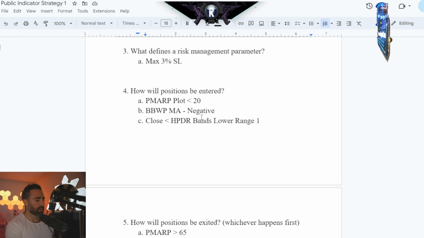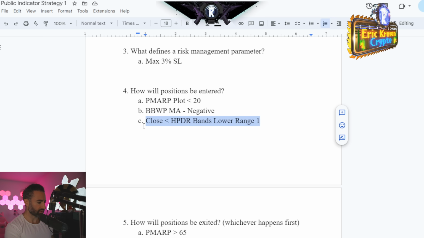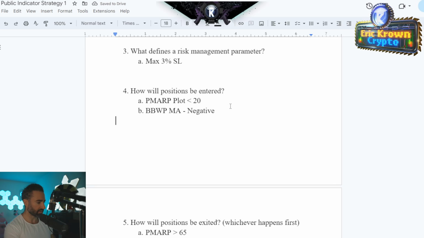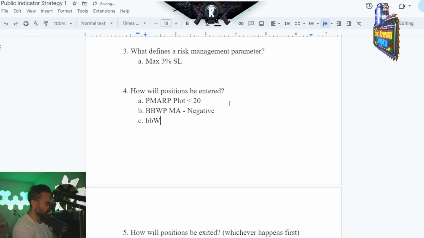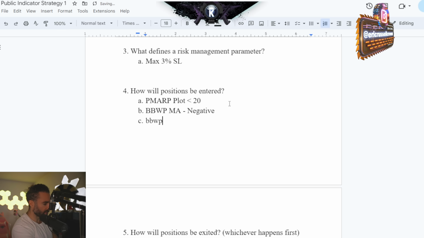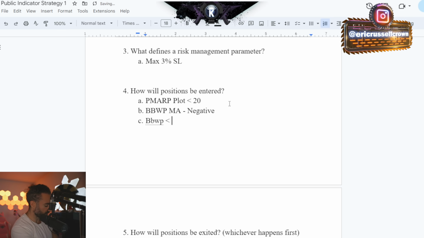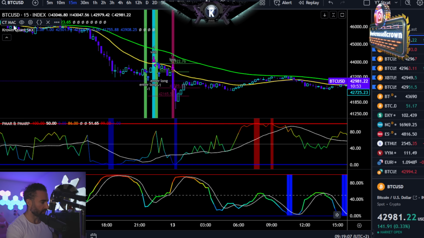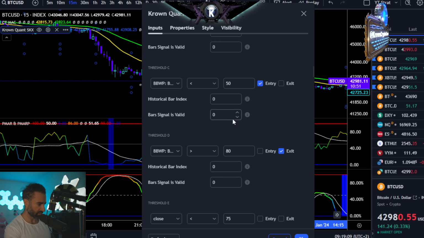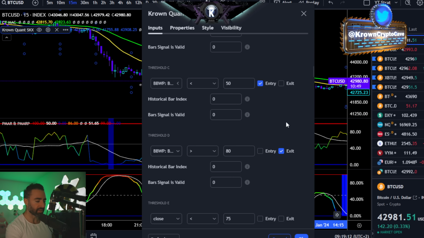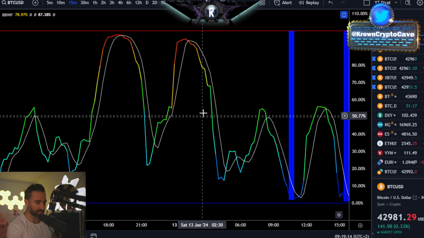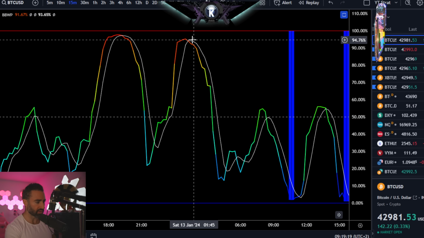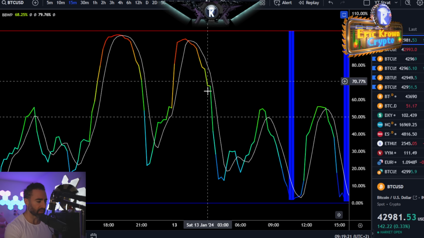And then we need to see, this is actually not correct. I don't know why I have that in there, but that is also not it. Why was this not included? BBWP must be below, I believe it is 50. Let me just double check on this one as well. Yes, indeed. BBWP itself, not the moving average, but the actual raw read, should also be below 50. So in that particular case where I marked it off over here, it's above 50 percentile, so that would not be the case.